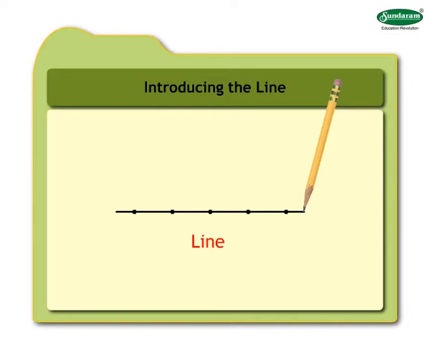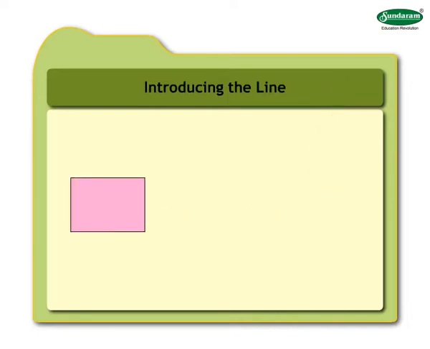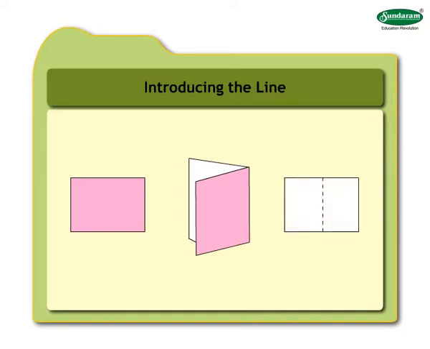Now, to make it simple, let's take a piece of paper as shown. Now, fold the paper sideways as shown. After opening it, we see a fold. If we mark this fold with a pencil, what we get is a vertical line or standing line, to put it in simple words.